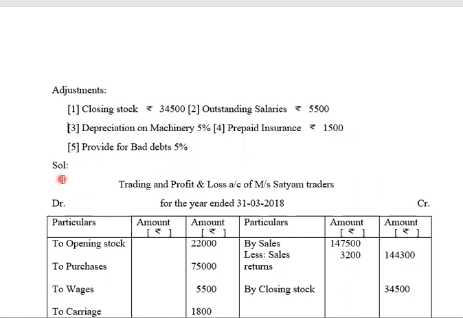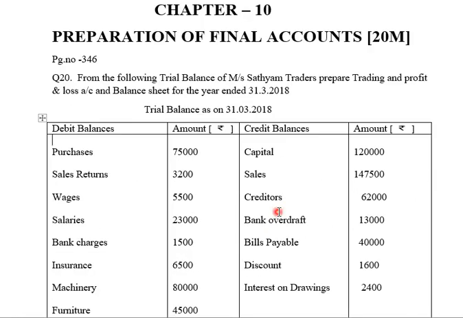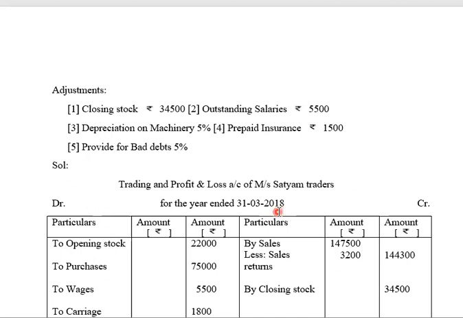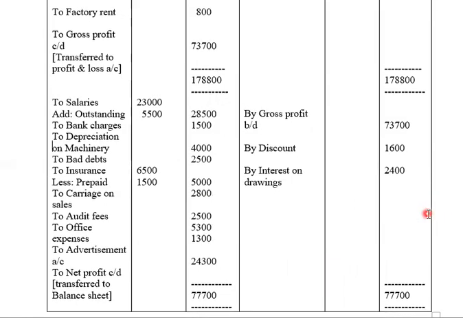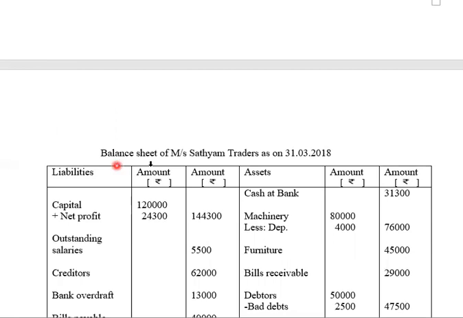First we'll be preparing trading and profit and loss account. So the heading will be trading and profit and loss account of Mr. Satyam Traders for the year ended 31st March 2018. The format for which is particulars, amount rupees, particulars, amount rupees. Towards extreme left will be writing DR debit, towards extreme right will be writing CR credit. Then we will be preparing balance sheet for which the heading will be balance sheet of Mr. Satyam Traders as on 31st March 2018. The format for which is liabilities, amount rupees, assets, amount rupees.